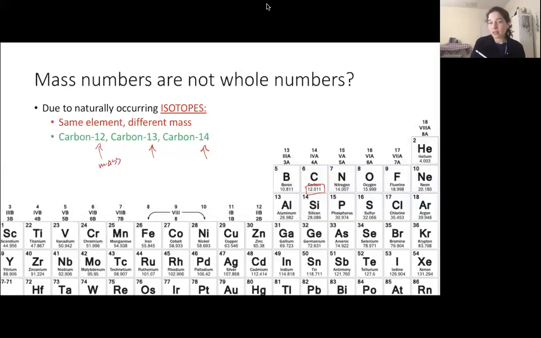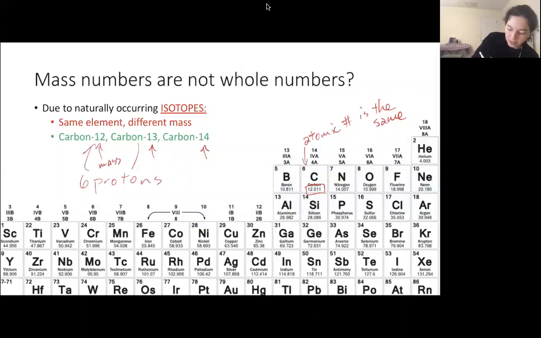What's interesting about this is that it means this number here, our atomic number, is the same. Because remember, if we change that atomic number, we change the identity of the atom. Now it becomes boron or nitrogen. It's no longer carbon. In order for it to be carbon, your atomic number has to be 6, which means these all have 6 protons. All 3 of them have 6 protons, yet their mass is different.